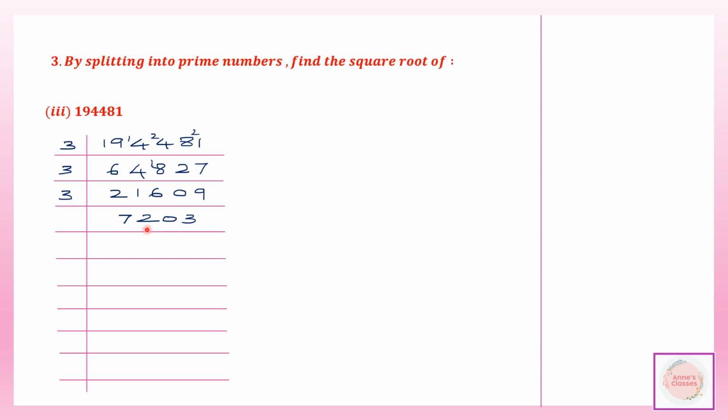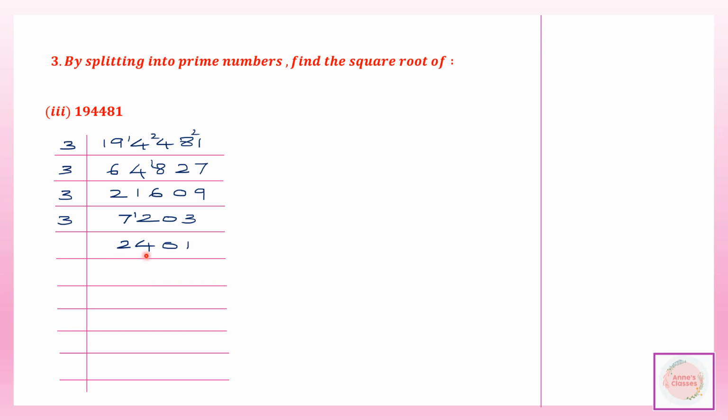7 plus 2 is 9. 9 plus 3 is 12. And 12 is in the tables of 3. So we can still use 3 here. 3 twos are 6. There's 1 left, 12. 3 fours are 12, 0. And then 3 ones are 3. Is this divisible by 3?